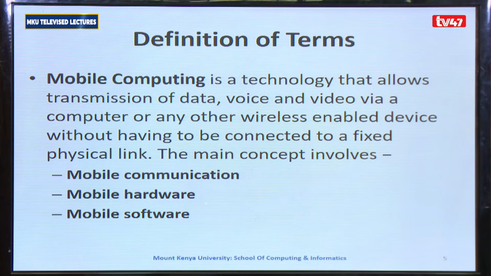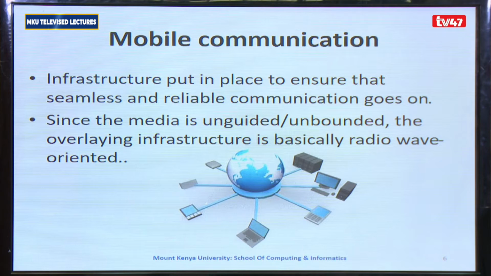Starting with mobile communication, this is the infrastructure put in place to ensure that there is seamless and reliable communication going on. In mobile communication, it is good to understand that the media is unguided or unbounded. What we mean by that, the entire overlaying infrastructure is basically radio wave oriented, so as to allow transmission of information via the air.